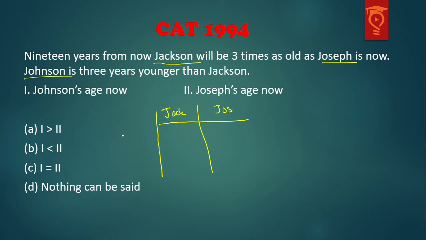So there are two timelines, present and future, that is 19 years. So 19 years from now, Jackson will be 3 times as old as Joseph is now. So Joseph is now, suppose X. So X plus 19 after 19 years. So accordingly, Jackson will be 3 times X. That means at present he is 3X minus 19. Okay. And then they say Johnson is 3 years younger than Jackson. Johnson presently is 3x minus 22.